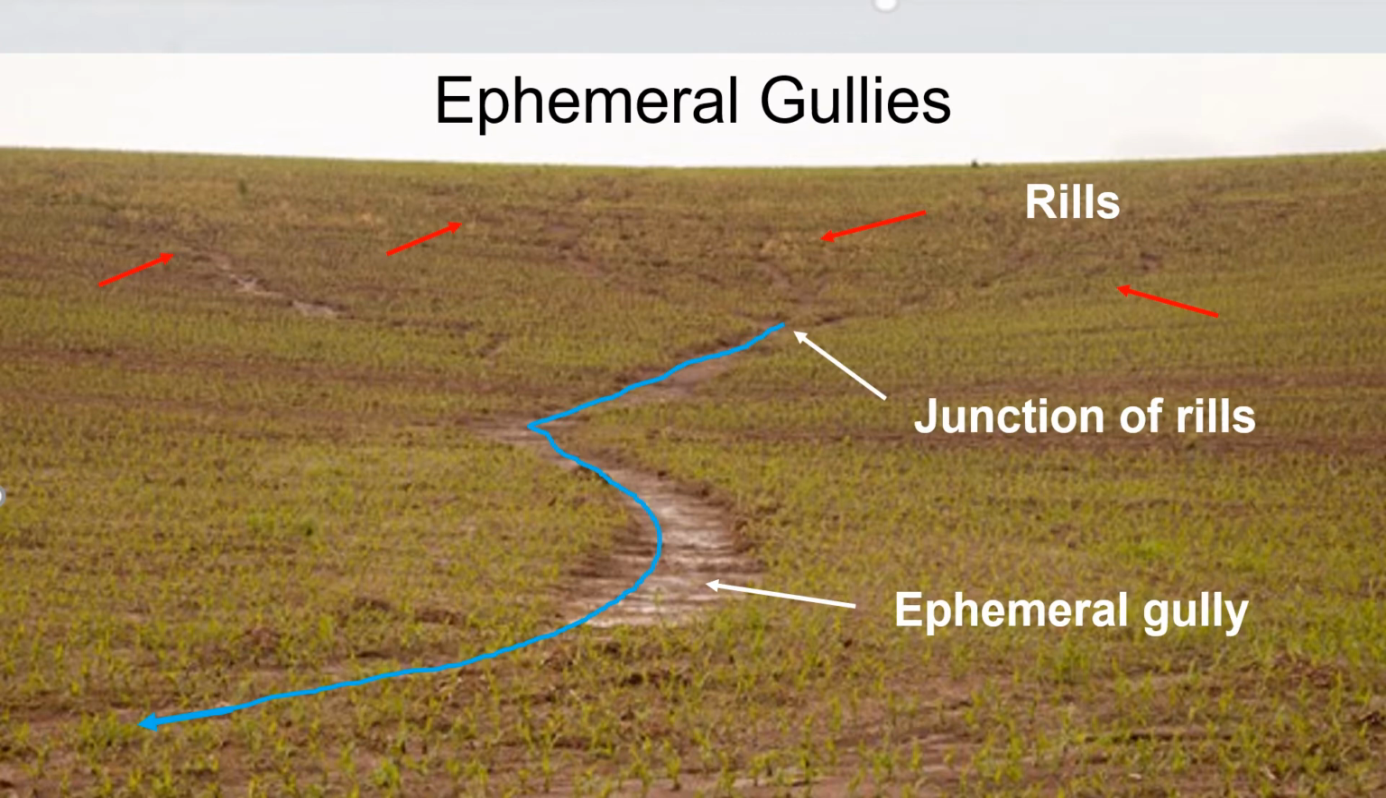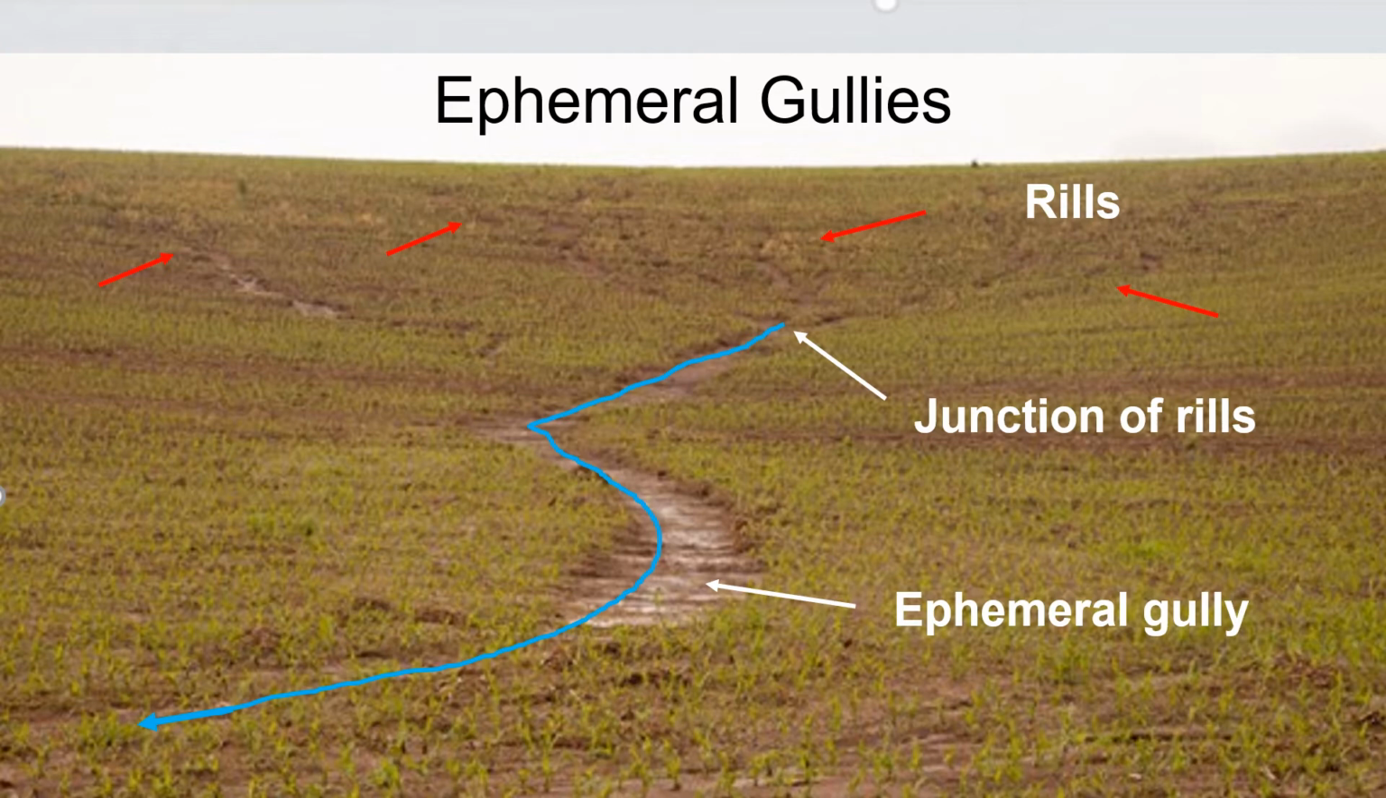Now, ephemeral cropland gullies are larger than a rill and smaller than a gully or classic gully. It usually results from the junction of rills that form the branching or tree-like pattern of a channel. In the picture here, do you see the tree-like pattern? Rills are the branches and ephemerals are kind of like the trunk.